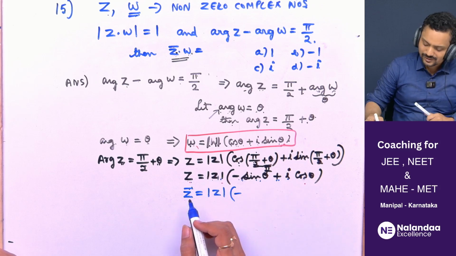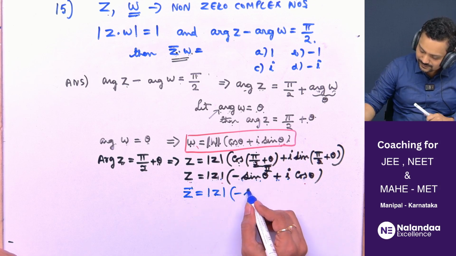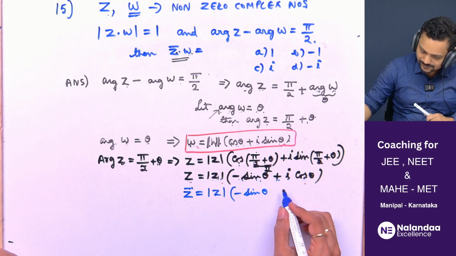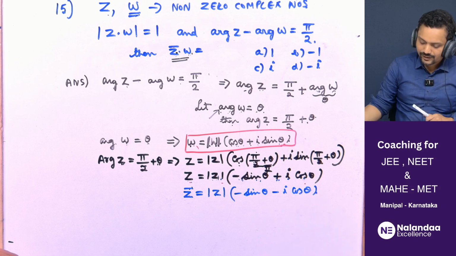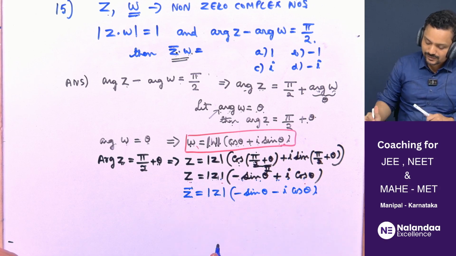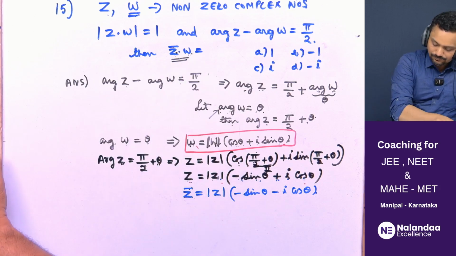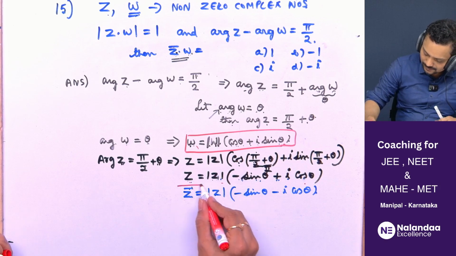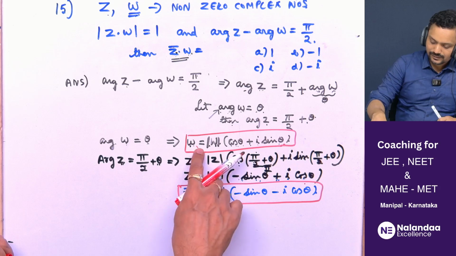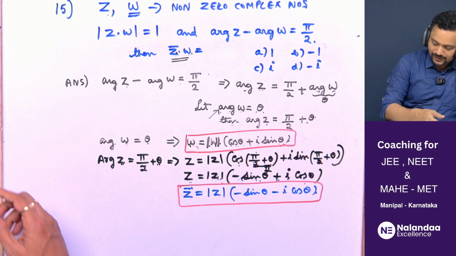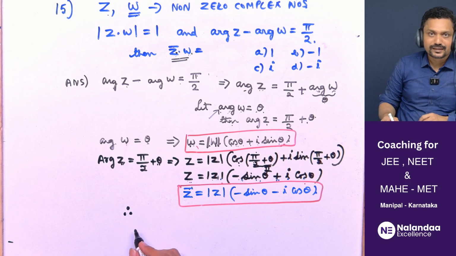or mod z bar, because mod z or mod z bar is one and the same. It will be only this sign will change. So this is minus sin theta minus i cos theta. Yes, and we are almost at the end, students. Now since there was z bar into omega, let me multiply this with this. This question is based on understanding of polar form.